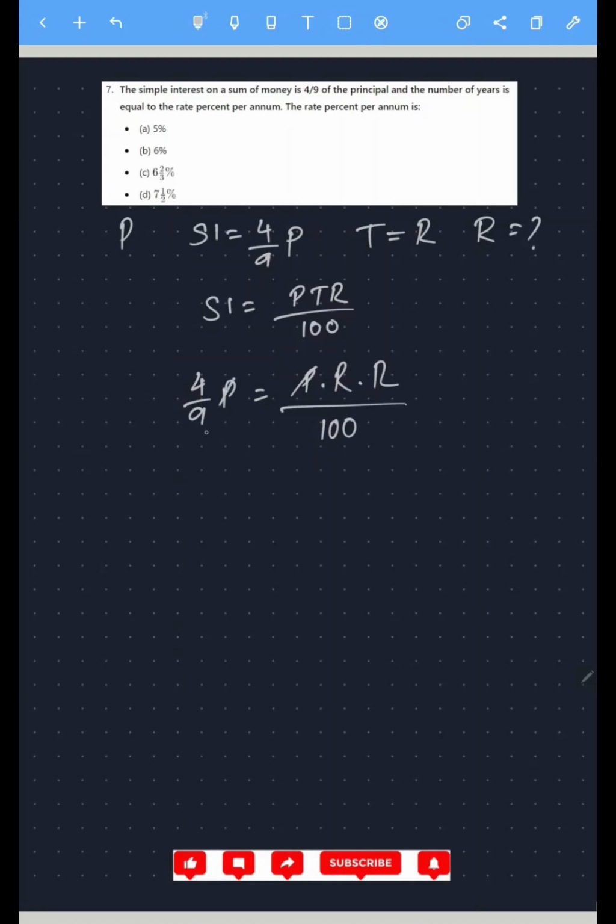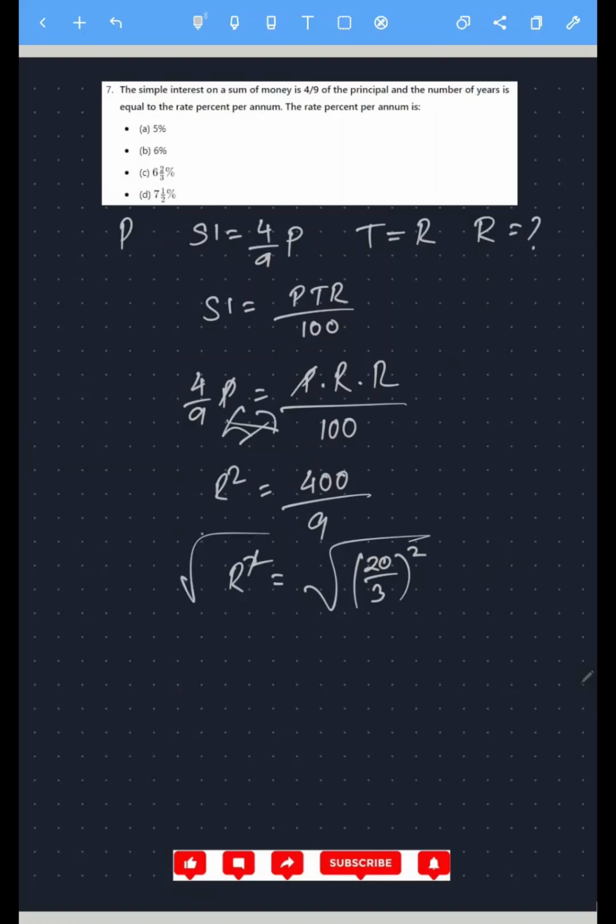P cancelled on both sides, and then R square equals 400 by 9 cross multiplication, and then R square equals 20 by 3 whole square, the 20 square and 3 square, and then we are taking square root on both the sides. Cancel, cancel, cancel. R equals 20 upon 3, which is nothing but 6, and you're left with 2, so that is nothing but 6 2 by 3%, which is your option C.